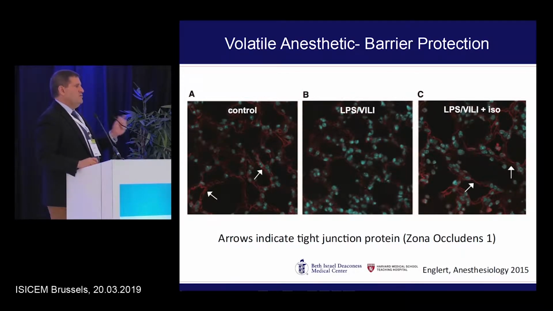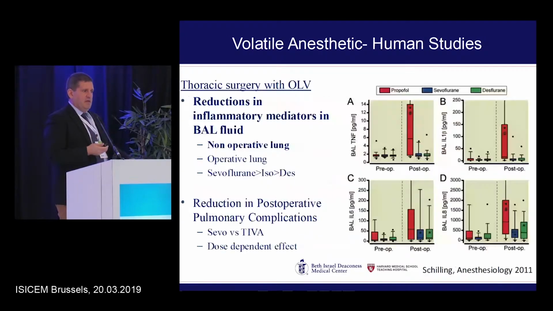It's not only attenuation of inflammation. This is the same study looking at the tight junction proteins, so the barrier protection of the capillary. And you can see in the control animal, it may be faint, but you can see the red coloring marked by arrows. Those are tight junction proteins. In the middle plate, you see that red has disappeared. And in the animal protected by isoflurane, you can see that those are preserved. So it's not only the inflammation, it's actually protection of the structural integrity of the alveolus by the inhaled anesthetics.